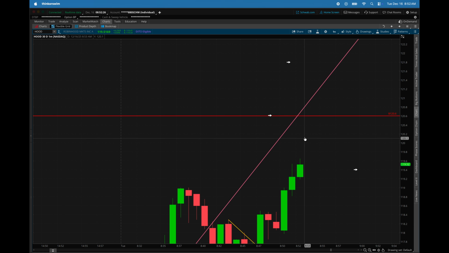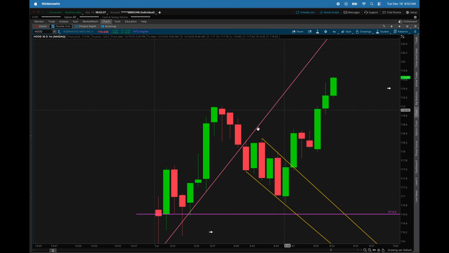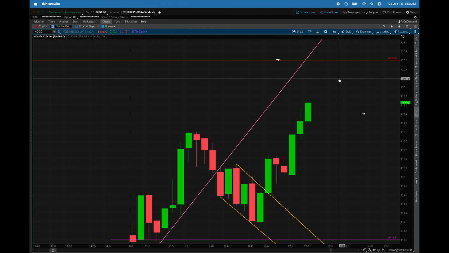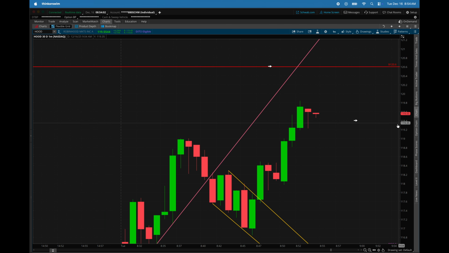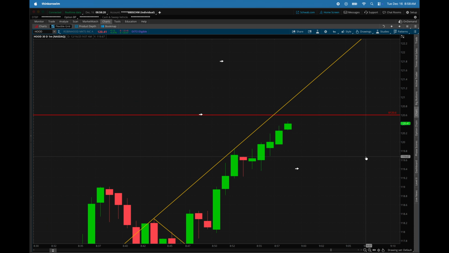See if it gives me an entry here. If it touches and rejects, I'll enter in this area if it gives me a type of pattern like retesting this trend line here. I need to see a rejection here from the top of yesterday for me to enter, combined with this trend line here.